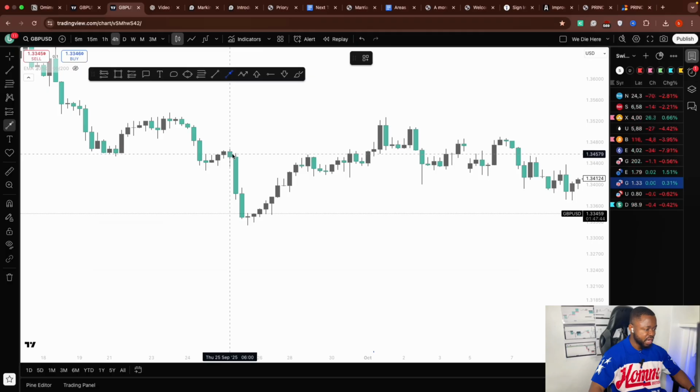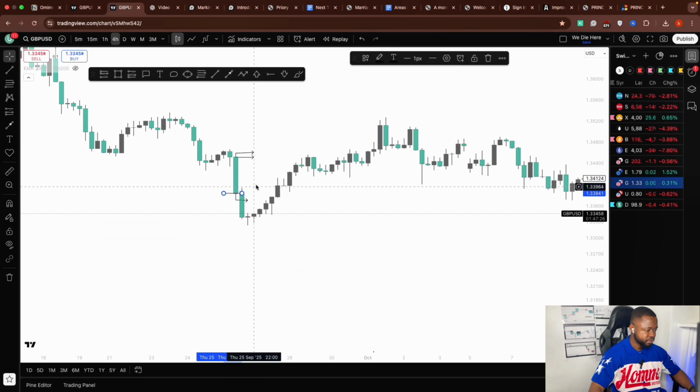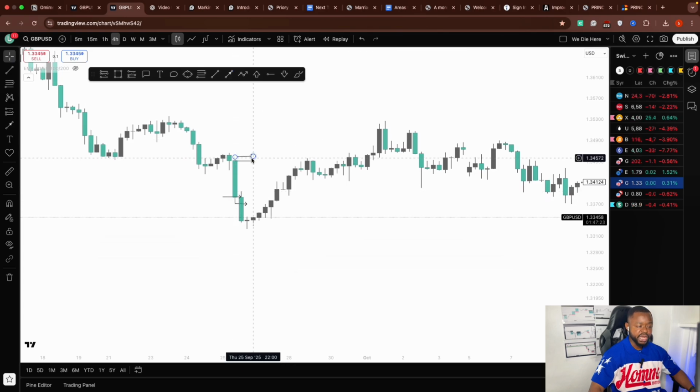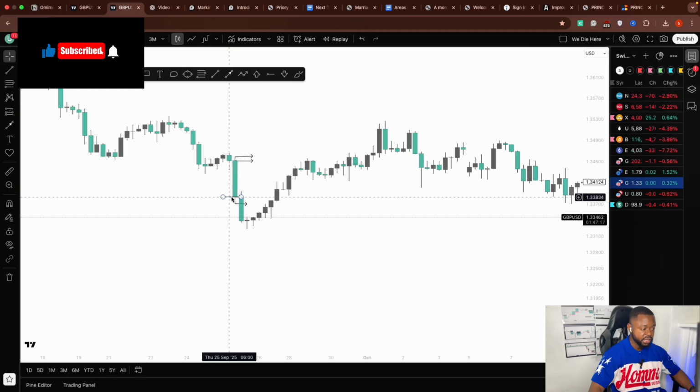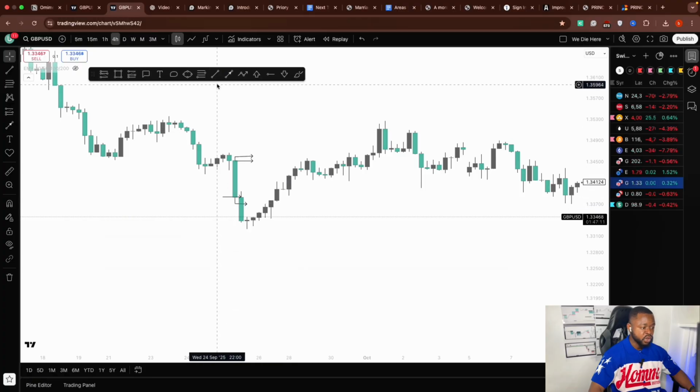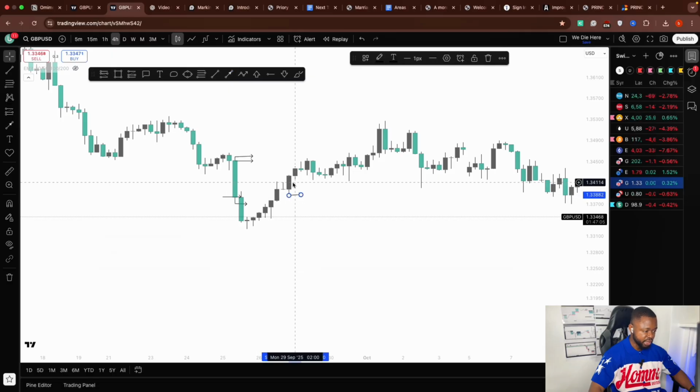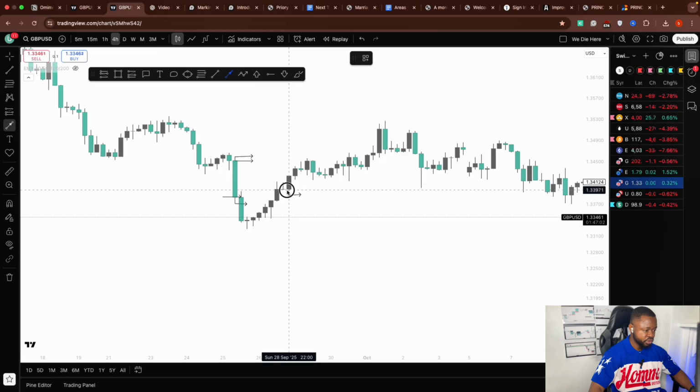Right here, we have the high of this candle. We have the open of this candle. We have the low of this candle. And we have the close of this candle. So remember, when it's bearish, the high of the candle is at the top, the open is right here, the close of the candle is beneath, and the low of the candle is here. When it's bullish, we have the high, we have the low of the candle here, we have the open of the candle right here.